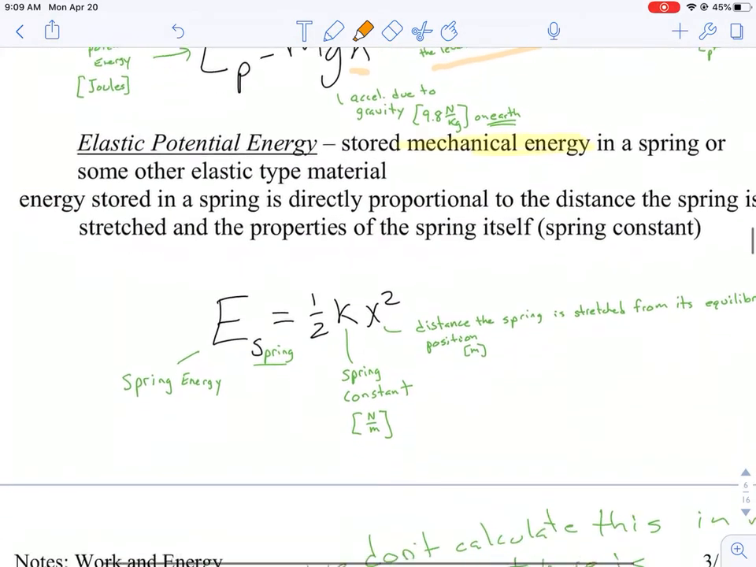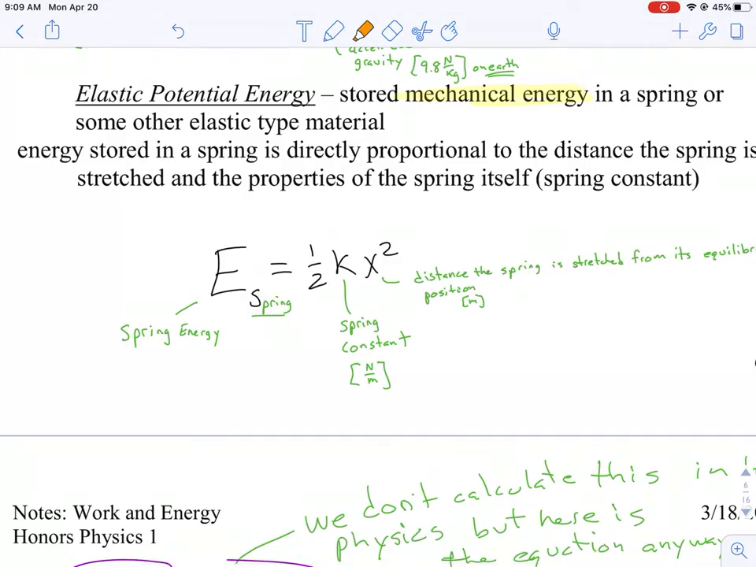Then the last type that we calculate in this particular class is elastic potential energy. This is just a fancy way to say that something that stretches and is springy, like a rubber band or elastic, or like a spring in particular. We deal a lot with the springs. Basically, it stores energy in it that way. So specifically, the type of energy we have here, this equation, is elastic potential energy, but it's specific for springs. That's why the subscript is an S. K is something called the spring constant, and X is the distance we stretch our spring from its resting, what we might call its equilibrium position.